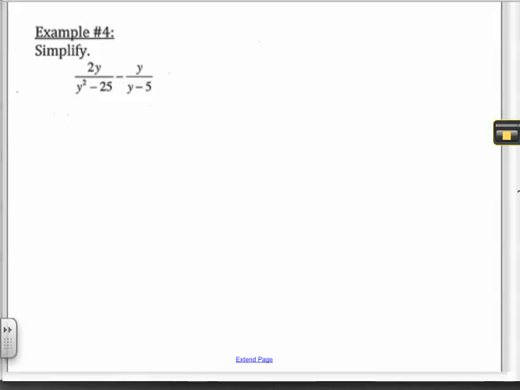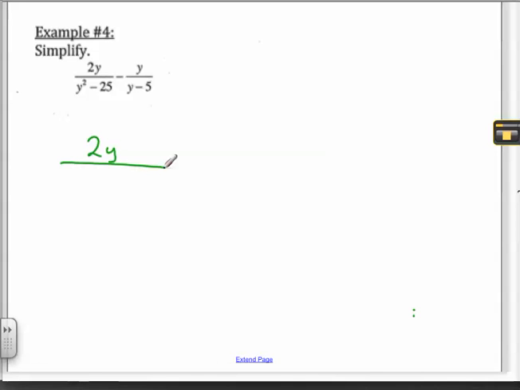Okay, guys, let me try this again. I've got a subtraction problem with fractions, but I've got to get a common denominator first. So the very first thing I have to do is factor the denominators so I see what I have down there.